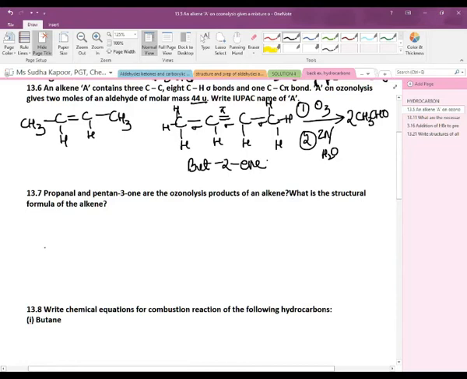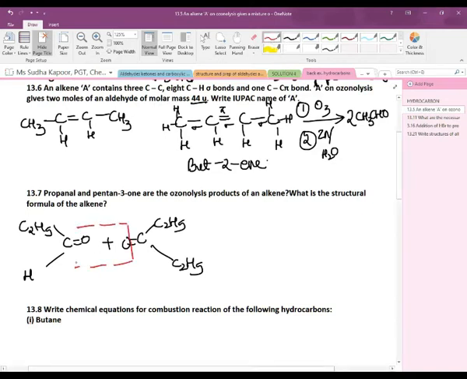Now coming to the 7th question: propanal and pentan-3-one are the ozonolysis products of an alkene. What is the structural formula of the alkene? So just as we have done in the 5th question, C2H5, C double bond O and H, and pentan-3-one, that is C2H5 as well as C2H5. So removing the O from both and joining both compounds by a double bond, let us show it like this: C2H5, C double bond C, H, C2H5, and then C2H5.